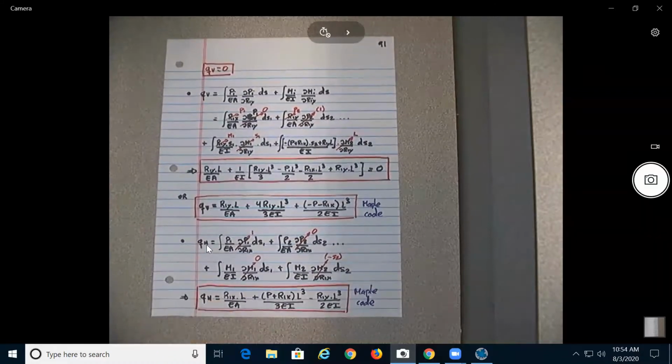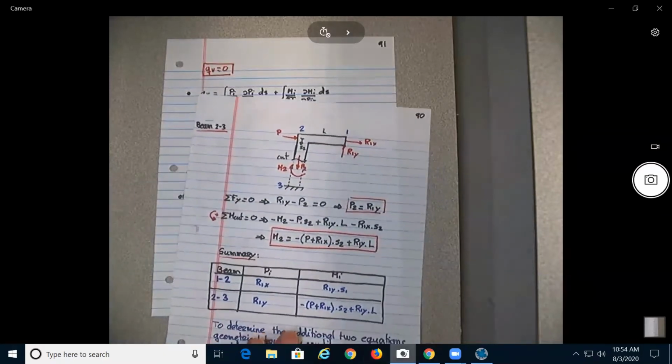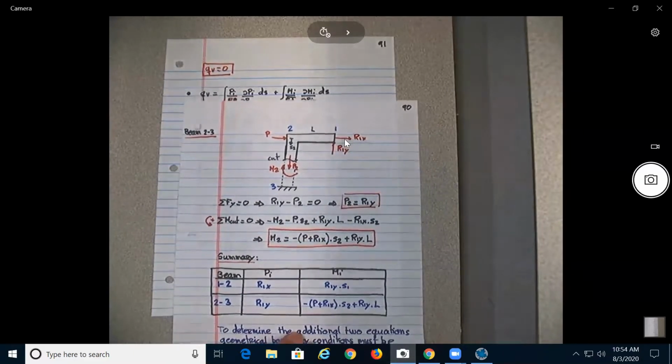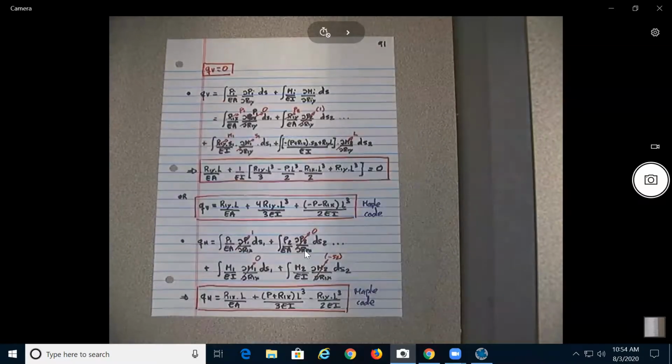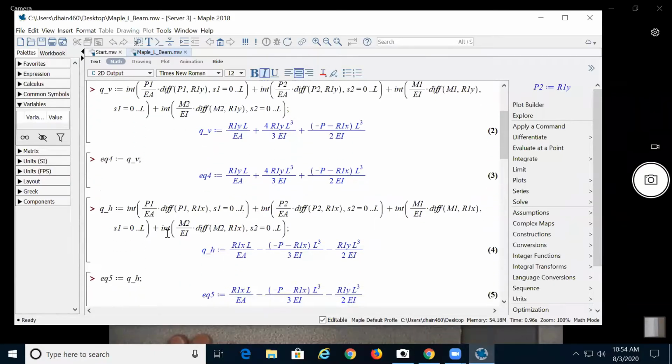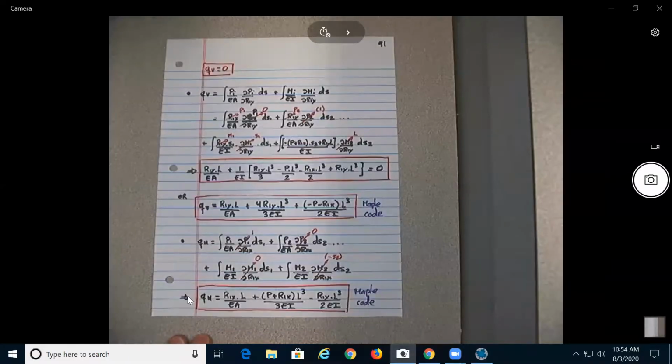Now we just redo the same thing in order to find the horizontal displacement at point 1, which is this one here. Now we need to take the partial derivative with respect to R1X. So that's what we have here on this equation, the same expression, but just this is R1X, okay? And this expression comes straight from the Maple code. So horizontal, we get this one here. That should be the same as that one over here. And that should be our equation 5.